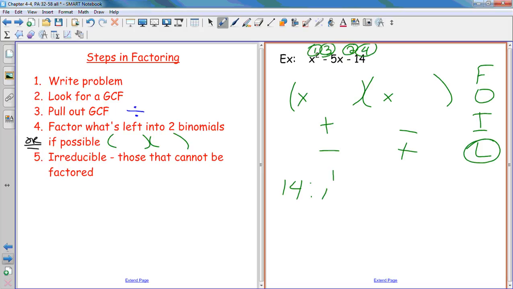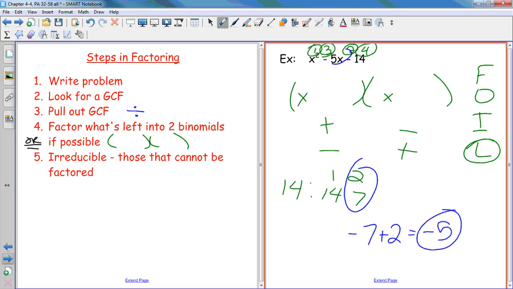We have 1 and 14, and 2 and 7. And that's it. So if I make one negative and one positive, can I come up with a negative 5? Yeah, 2 and 7. If I make it negative 7 plus 2, I'm going to get negative 5. Negative 5 is what I want. So I have to have minus 7 plus 2.